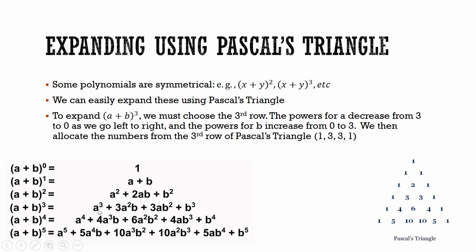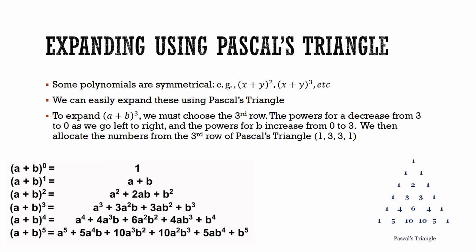and our a is cubed. Okay? And what we do is we reduce the power of a as we go down. So a cubed, a squared, a to the power of 1, a to the power of 0. And what we do is we increase the power of b as we go from left to right. So b to the power of 0, b to the power of 1, b to the power of 2, b to the power of 3. And because we're using Pascal's triangle, on the third row, 1 times a cubed, 3 times a squared b, 3 times ab squared, 1 times b cubed.